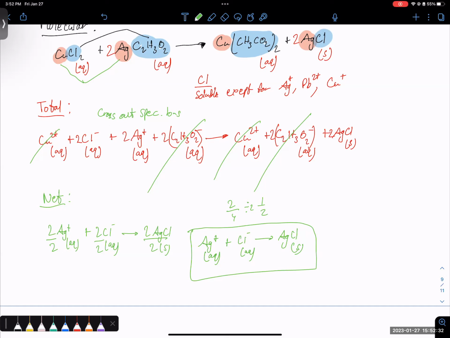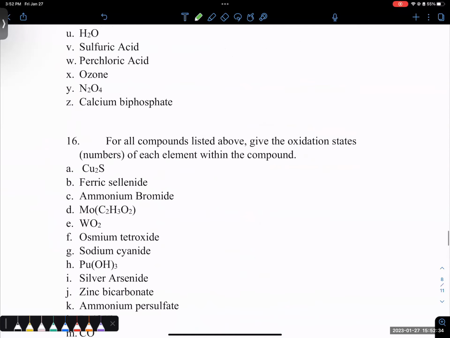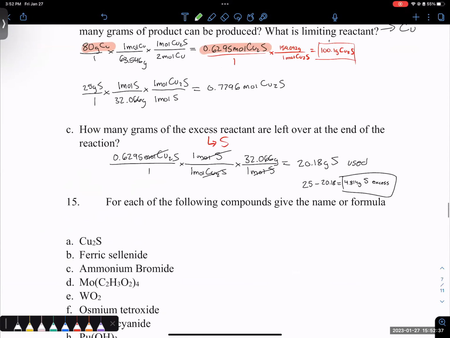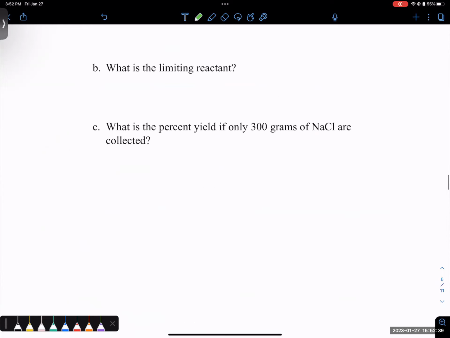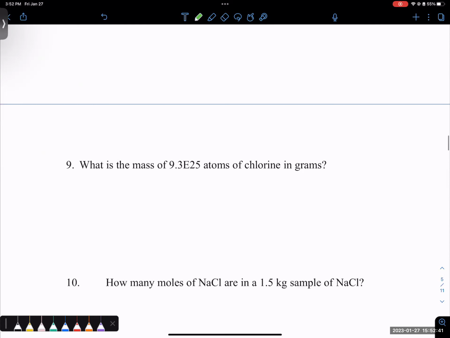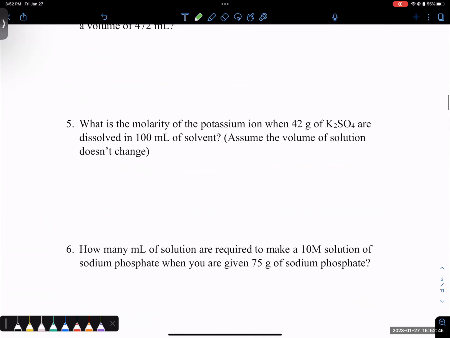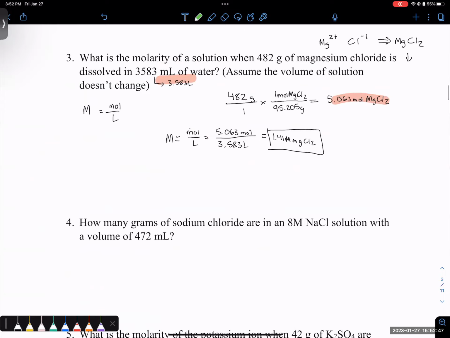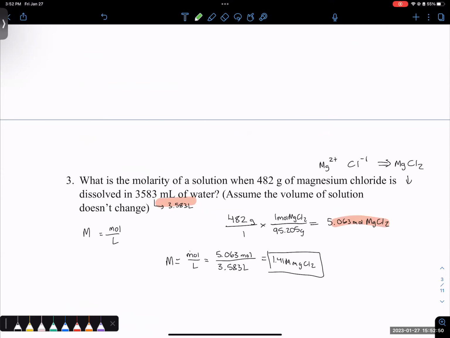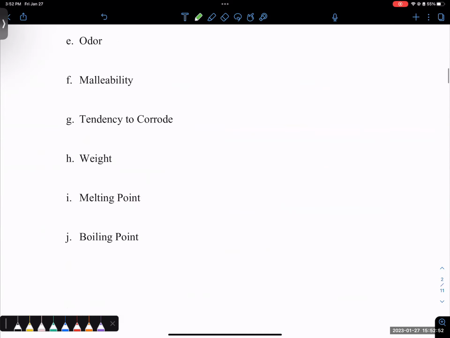All right. Somebody said we want to do a density problem. Do you have any here? Maybe, maybe not.